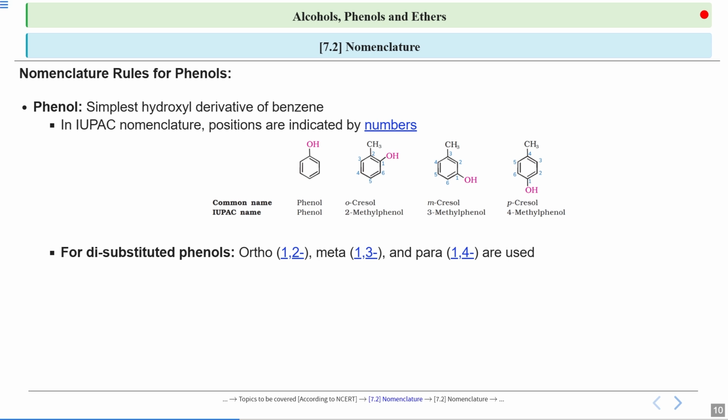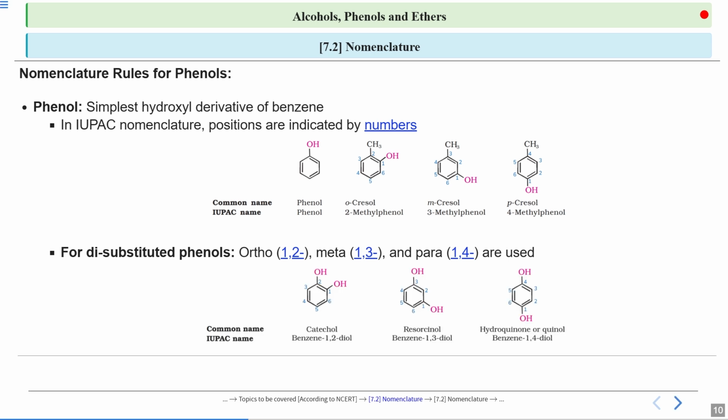In that case, we use the words ortho, meta and para for labeling or indicating the positions of the substituents. Ortho is specifically used for the 1 and 2 positions at which the substituents are present, meta for 1 and 3 positions, and para for 1 and 4 positions. You can see these examples along with their common and IUPAC names.